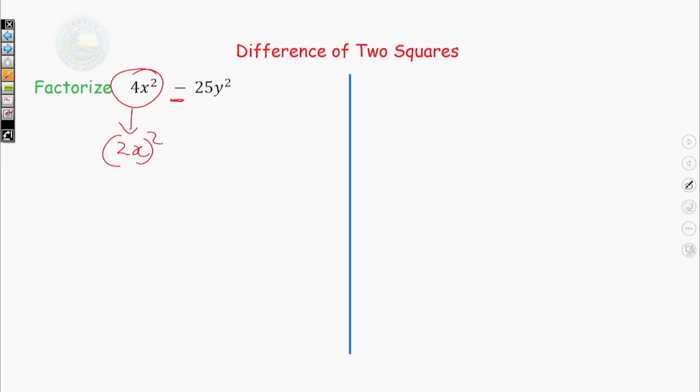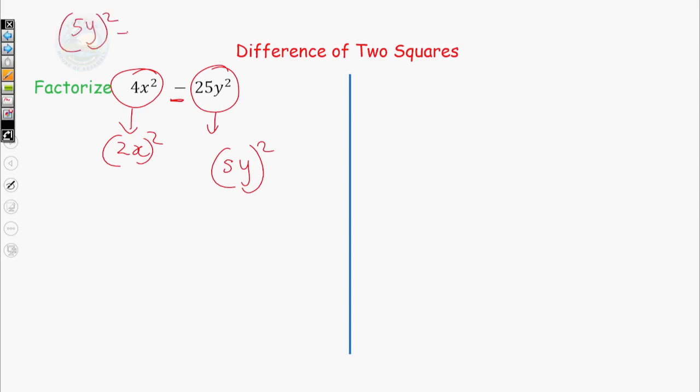What can we square to give us 25y squared? We can square 5y. 5y squared is 25y squared. Again, just check back on that video that we did for multiplication of algebraic terms. 5y squared is going to be 5y multiplied by 5y, because the exponent here tells you the number of times that whatever the base is has to be multiplied by itself. So 5y squared is 5y multiplied by 5y, and that is going to give me 25y squared.